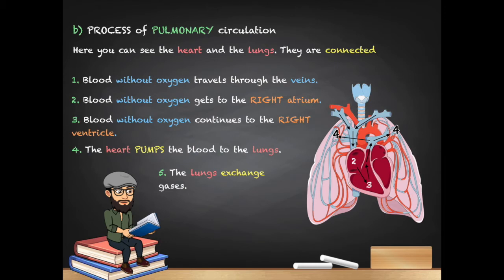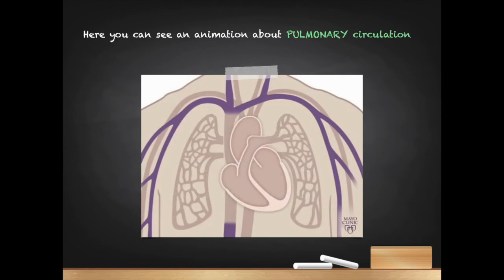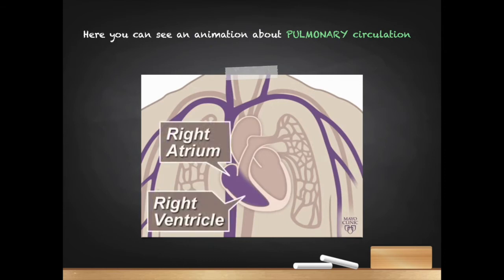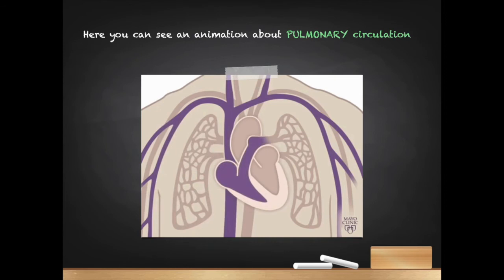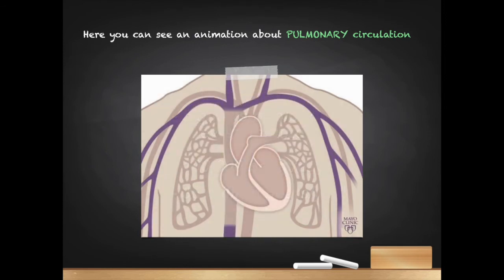Now here you can see an animation to see what happens. Blood without oxygen travels through the veins, enters the right atrium, and then the right ventricle, and now the heart pumps blood without oxygen to the lungs, and it happens again. So this is the pulmonary circulation.